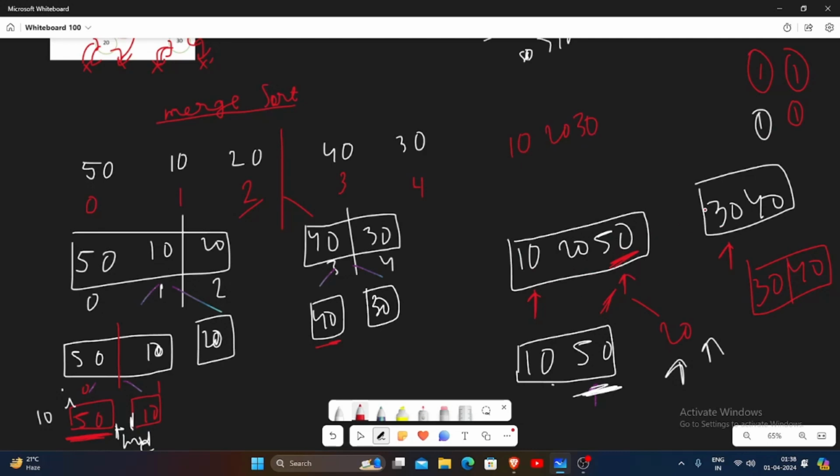So 50 and 30 were being compared, and 30 has to come first, so there was an inversion with 50, and since there is one element, if there were two elements then two inversions would be there. Okay, so assuming our mid was here, we say mid minus i inversions.